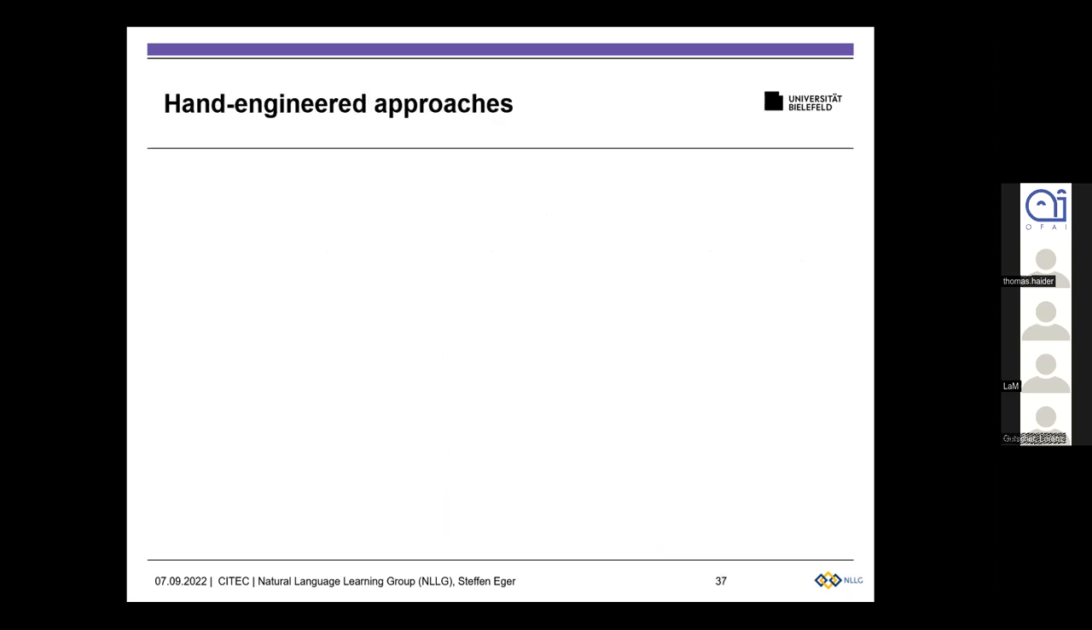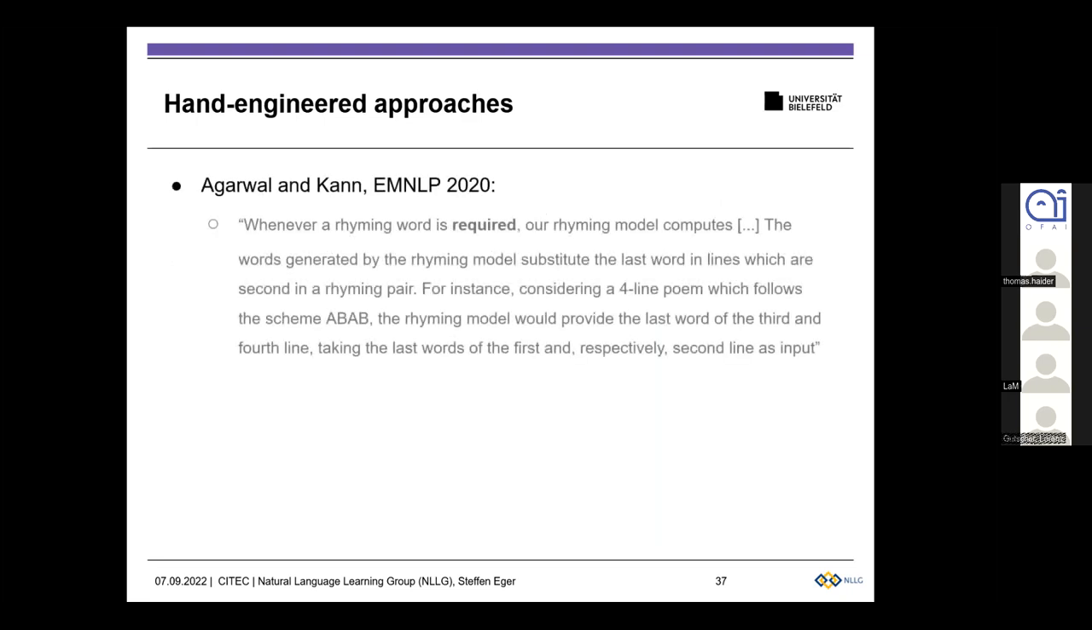So here are a few examples. Here's one paper from EMNLP 2020. What they have is two models. They have a poetry generation model, and they also have a rhyming model. So they have two separate models, and they tell the model whenever a rhyming word is required. So the human tells the model, now you should rhyme. Then they resort to the rhyming model, and they tell the rhyming model what to do. So basically, if ABAB has to be produced, they tell the rhyming model, okay, you should now look at the last word of, let's say, the first line to produce a rhyming word.